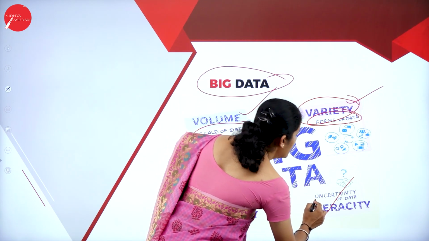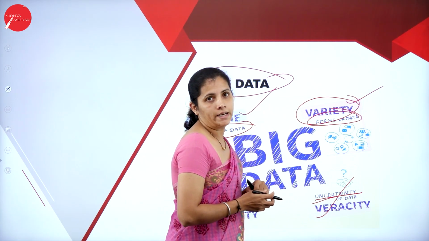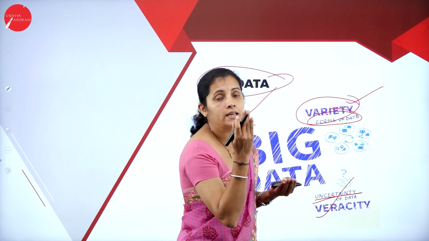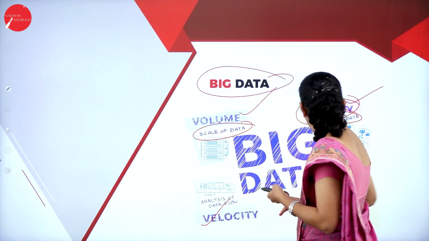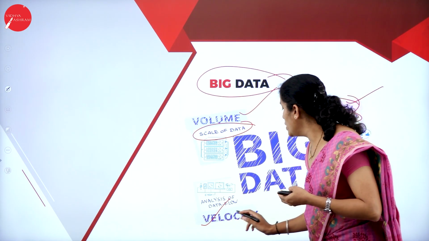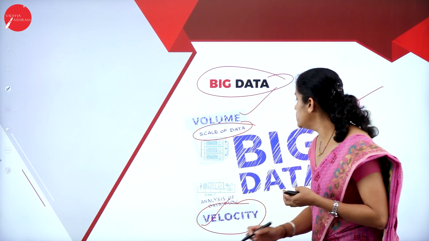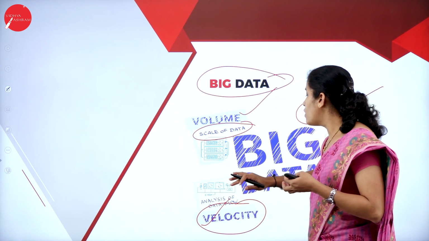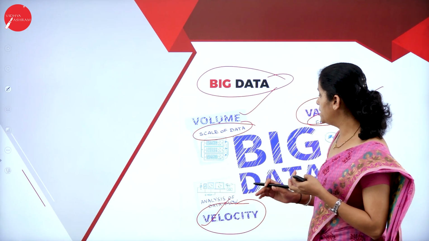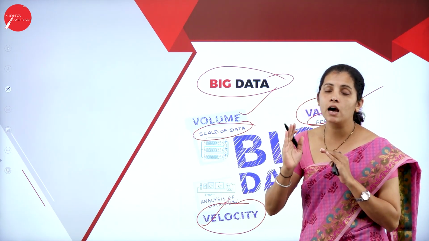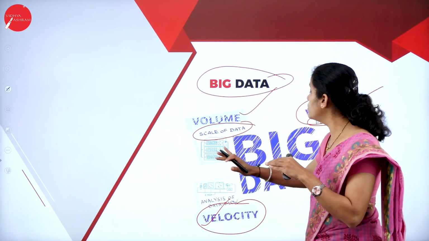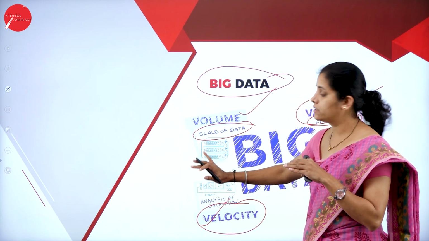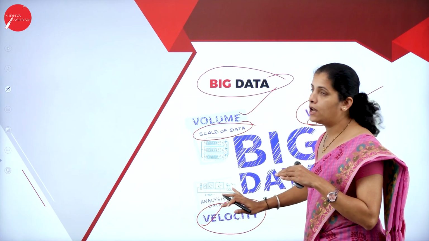So uncertainty of data, that means how the data gives the uncertainty, that comes under veracity. Then we are going to have velocity, that is analysis of data flow. That means how the data flows from one system to another, how they are going to interact. That is nothing but the velocity.